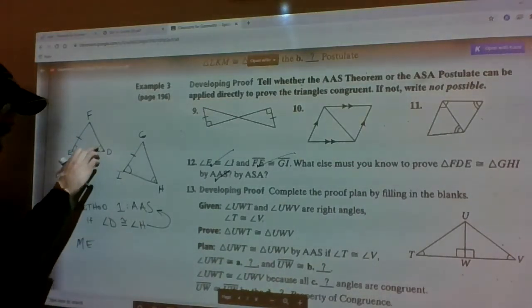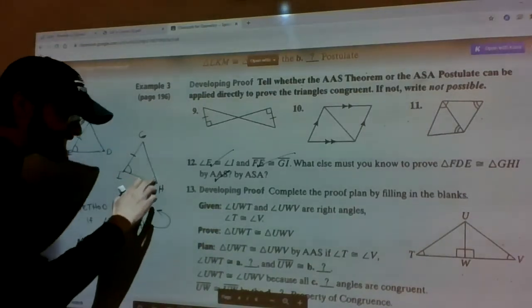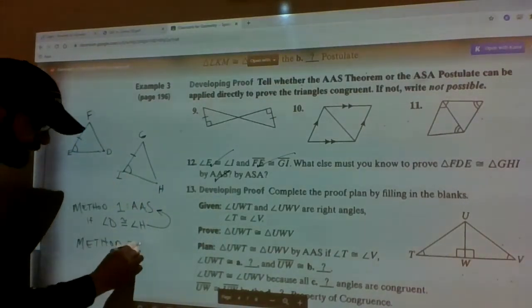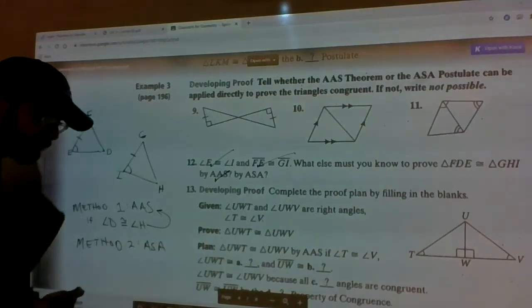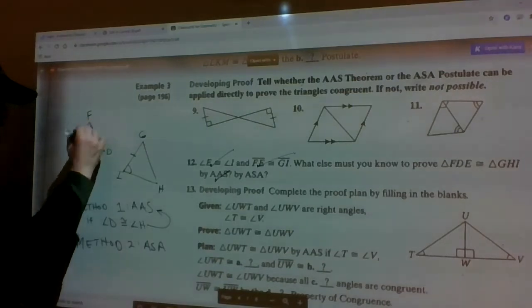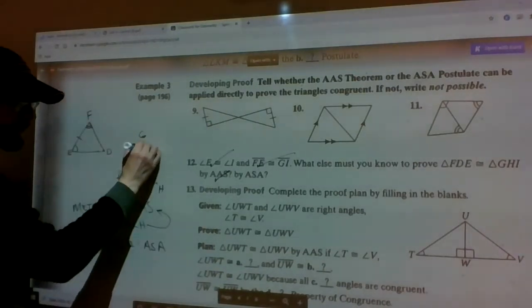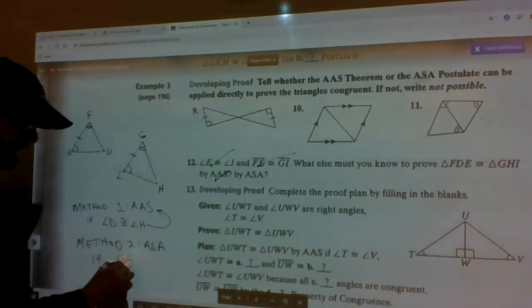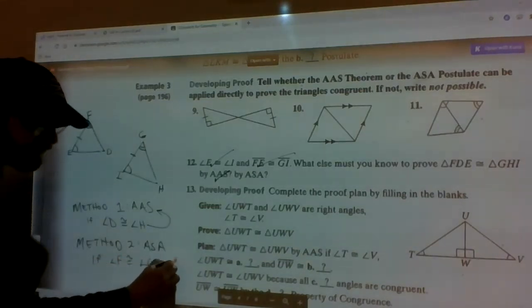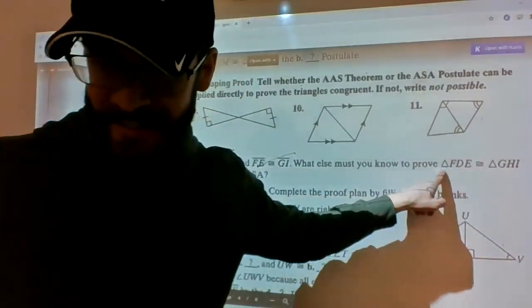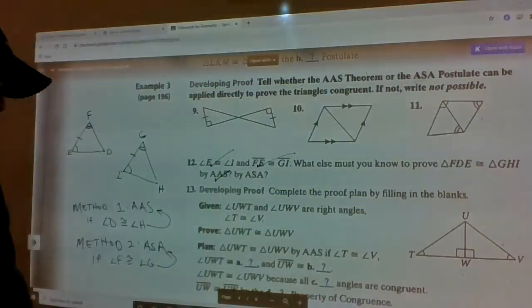Now, what if we wanted to use angle, side, angle? Method 2. Well, the information we would need is to say that angle F is congruent to angle G. So if angle F is congruent to angle G, then you'd have angle side angle proving the two triangles congruent. You'd prove this statement is true.